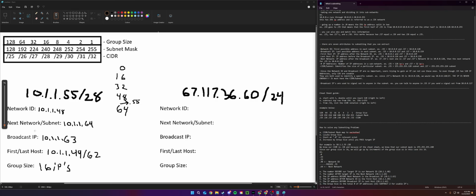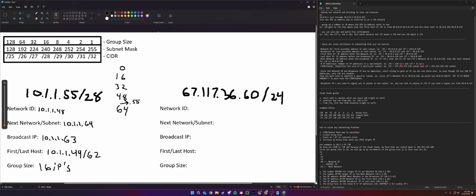So how do we find the rest of this stuff? Well, we start with 0, and then we go by intervals of the group size. So in this case, it's 16. So 16, 32, 48, 64. And these are basically where these would go. Okay? So since we pass 50.55, we can stop.